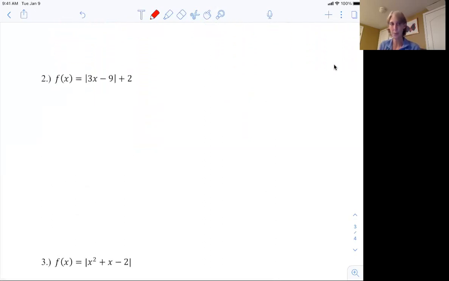Let's look at another example. So I have the absolute value of 3x minus 2, plus 2. We're going to focus on where it changes rules first. So don't worry about the plus 2 right now. We just think about inside the absolute value sign, because remember, the plus 2 is a vertical shift, really. It's not going to affect where it changes rules. So at x equals 3, that's when my function is going to change from one to the other.